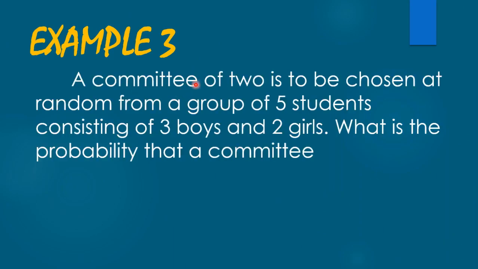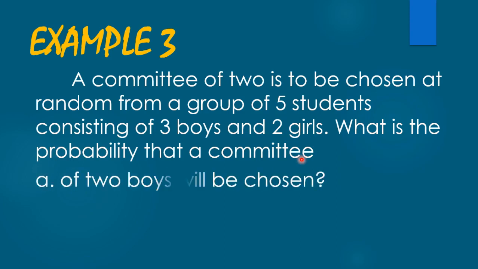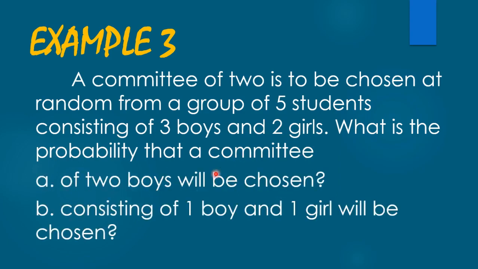Example number 3. A committee of 2 is to be chosen at random from a group of 5 students consisting of 3 boys and 2 girls. What is the probability that a committee of 2 boys will be chosen? Or a committee consisting of 1 boy and 1 girl will be chosen?